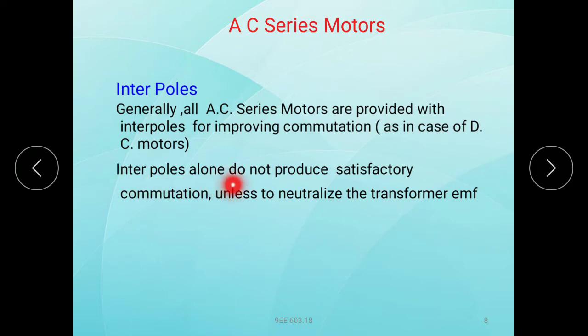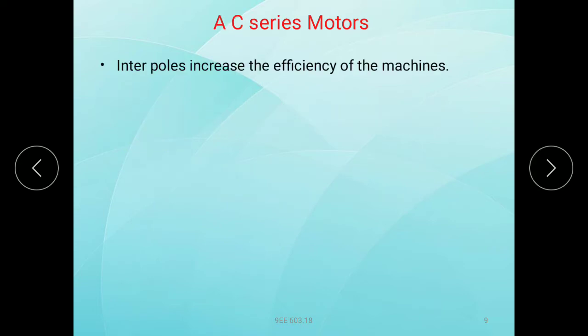Interpoles alone do not produce satisfactory commutation unless the transformer EMF is neutralized, in AC series motors.